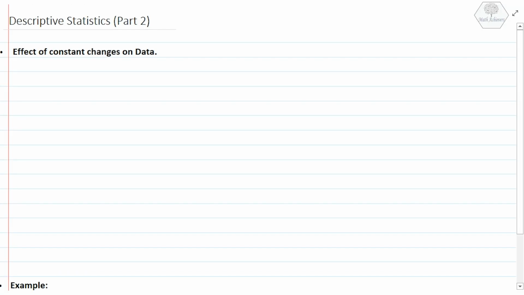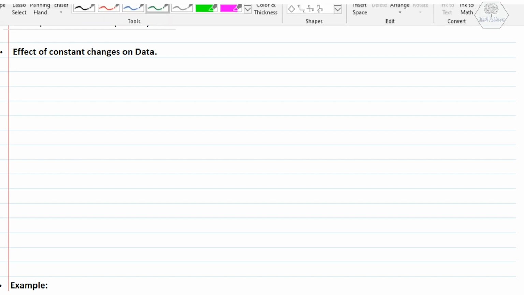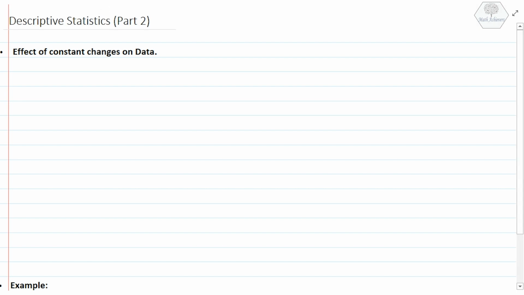Let's now talk about the effect of constant changes on data. Let's say I have data that has a mean, which is x bar, and standard deviation, which is sigma.